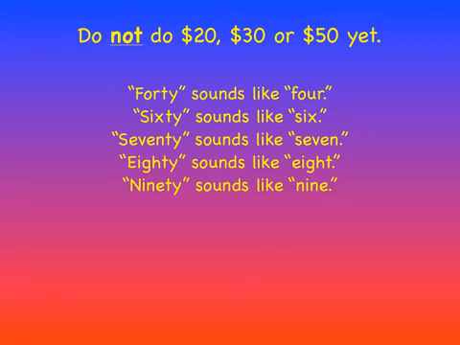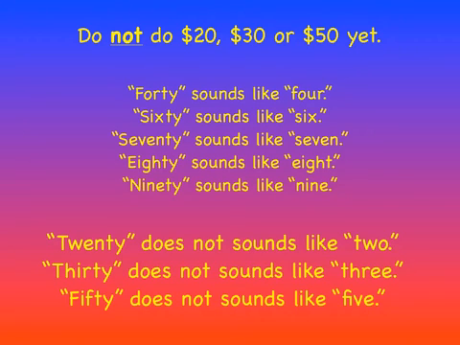Do not do 20, 30, or 50 yet. If you're wondering why, here's why. 40 sounds like 4. Well, listen to the first syllable, 40. Sounds exactly like 4. 60 sounds like 6. 70 sounds like 7. 80 sounds like 8. 90 sounds like 9. But 20 does not sound like 2. Not to most kindergartners. And 30 doesn't sound like 3 either. And 50 ought to sound like 5, but it doesn't sound exactly like 5. So that's why we're not doing them right yet.